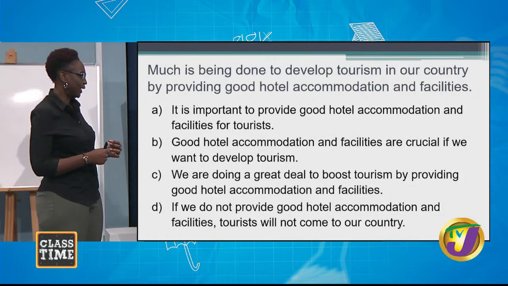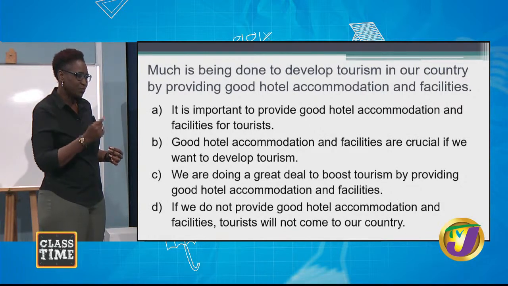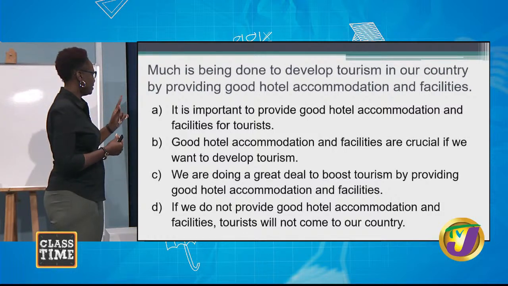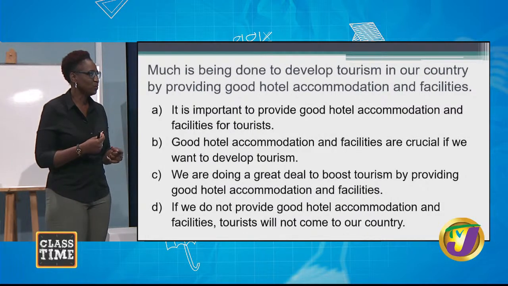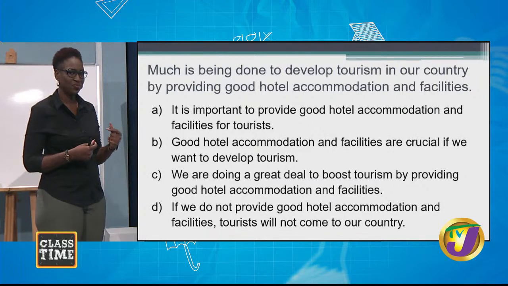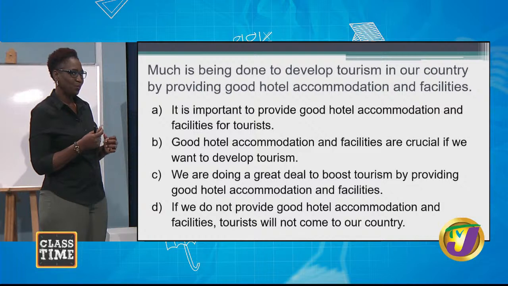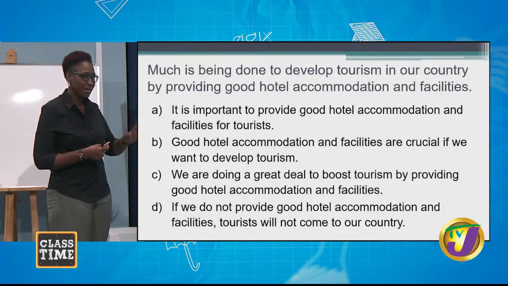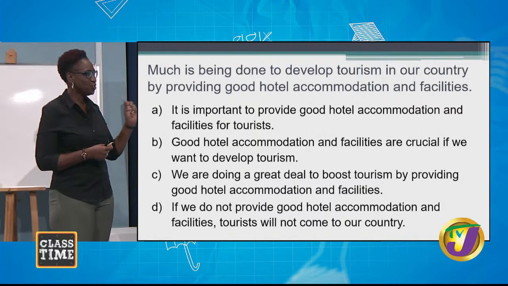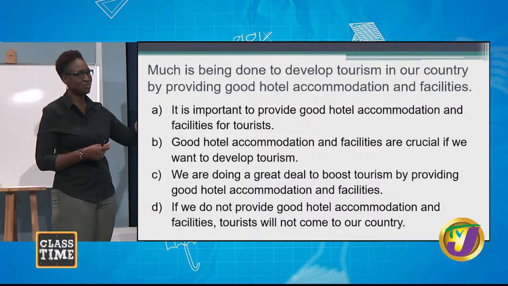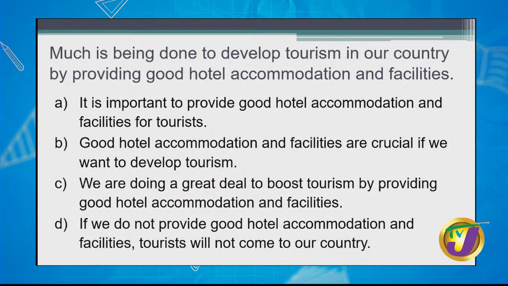All right. Is it really capturing the essence of the original though? And then A says it is important to provide good hotel accommodation and facilities for tourists. Okay, so which ones, because there are two of them, can you eliminate right away? And which one should you keep because it has similar ideas to this one, that much is being done to develop tourism in our country.